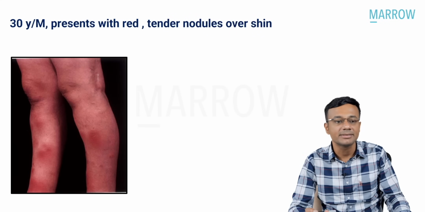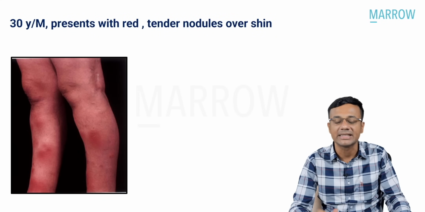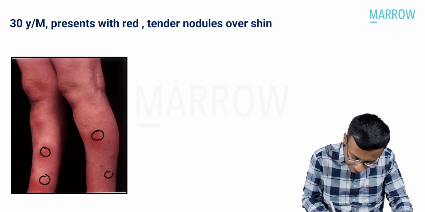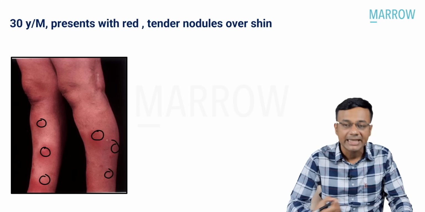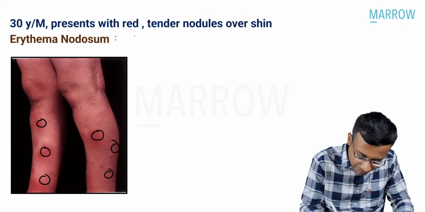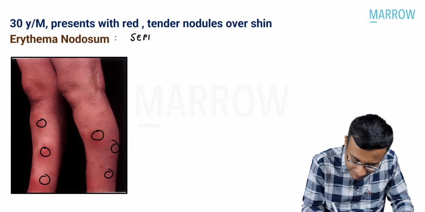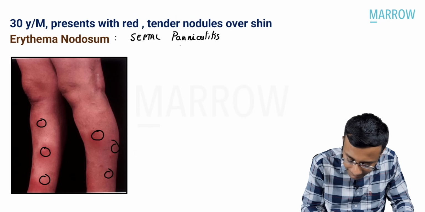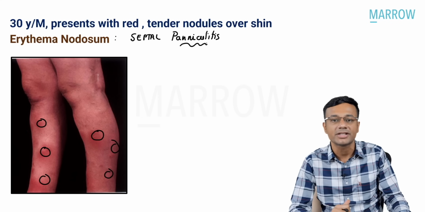Next, we move on to skin and systems. A 30-year-old male is presenting with red tender nodules on the shin. So these red tender nodules, on the anterior aspect of the leg, heal without scarring. This is talking about erythema nodosum, which is an example of septal panniculitis. Panniculitis is inflammation of the subcutaneous fat.